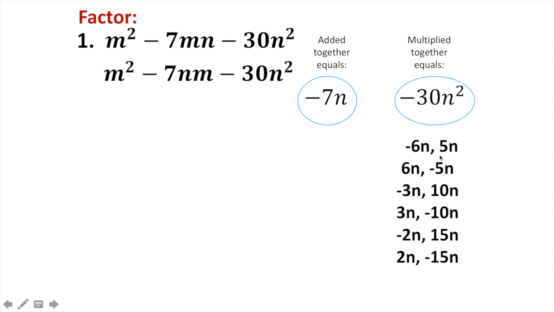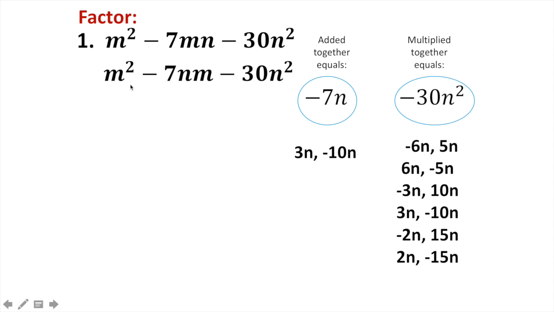Let's see, 6 times 5, no, that doesn't work. Negative 3 and, 3 and negative 10 work out perfect. I just took that right off of right here, negative 10n and 3n. So the difference is instead of just being two numbers, there's actually a number and a variable next to it. All right, these are the ones that work.